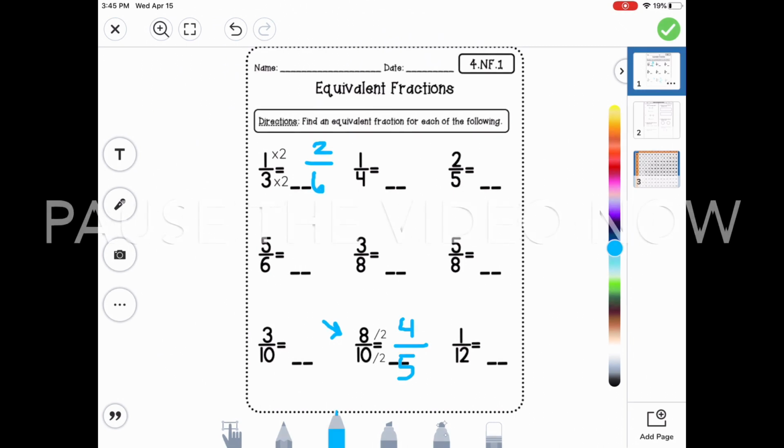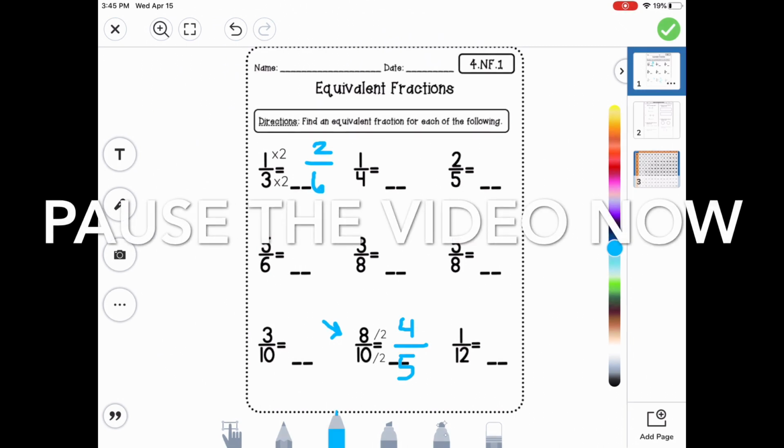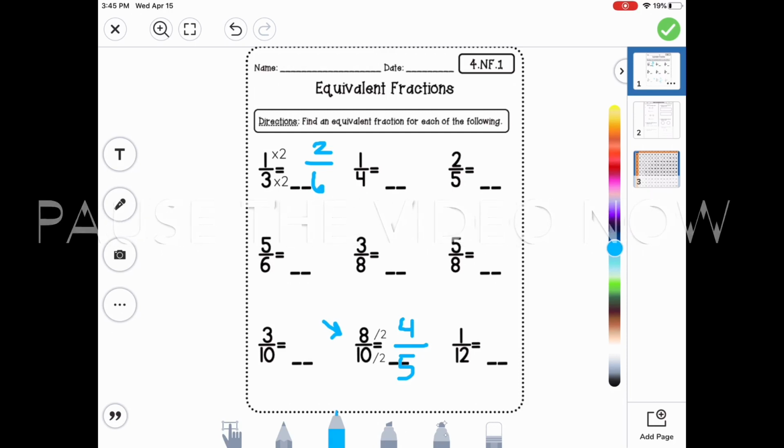Go ahead, pause the video now and try the rest of this page on your own. Come on back and I'll show you a few possible answers that you might have been able to find. All right, to solve these problems, I'm going to multiply most of my fractions by the number 2 because that's pretty friendly and then my numbers don't get too crazy or out of control. But remember, you could have multiplied by something different and gotten a different answer than I did.